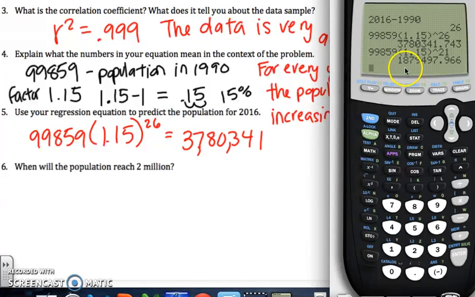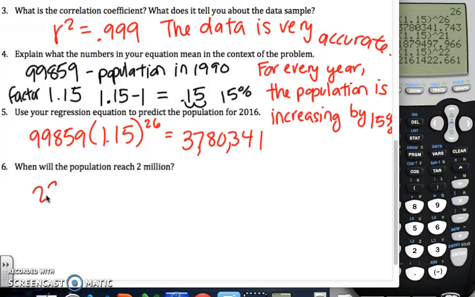Okay, not 2 million yet. We're still at 1 million. So let me plug in another number. Let's plug in 22 and see if we get 2 million. Yay, we got it. Okay. So that means in 22 years, the population is going to reach 2 million people.